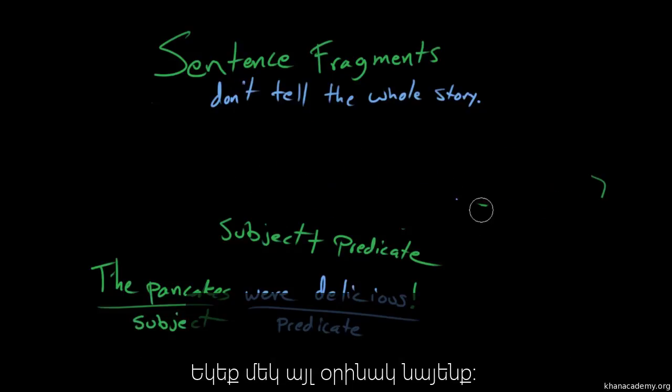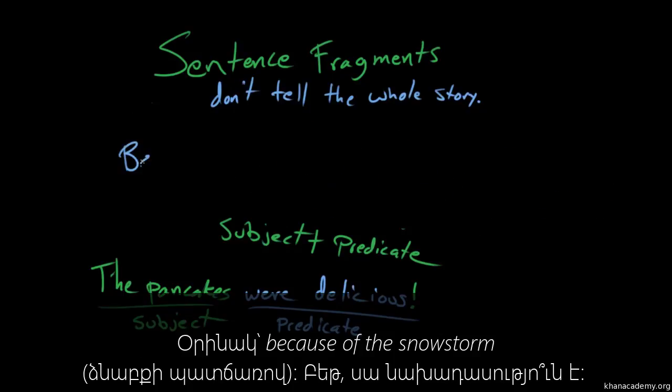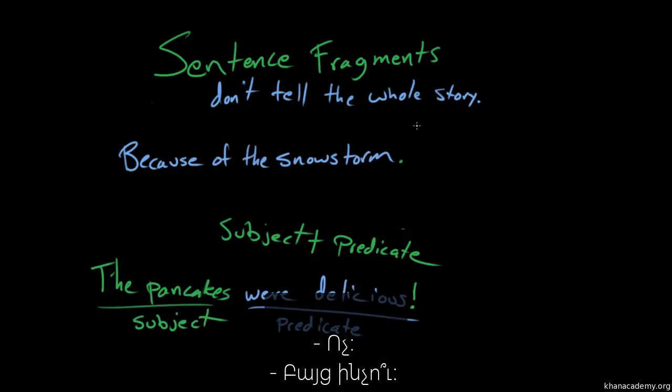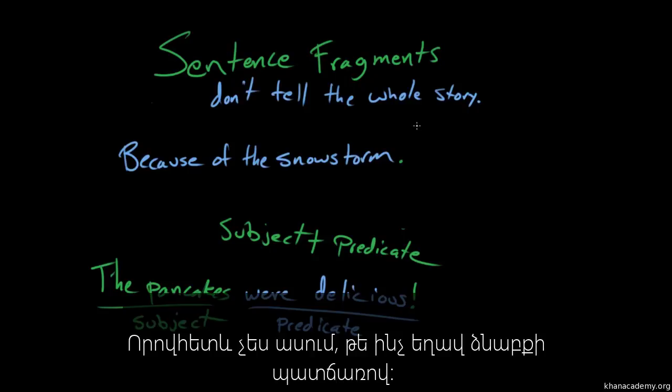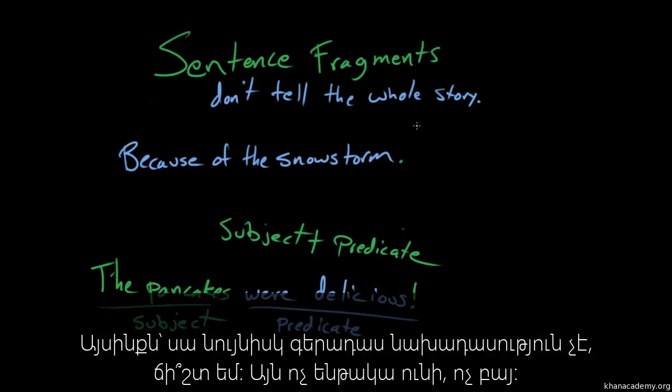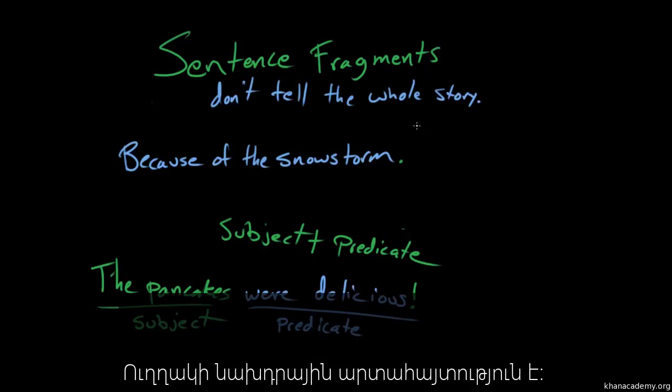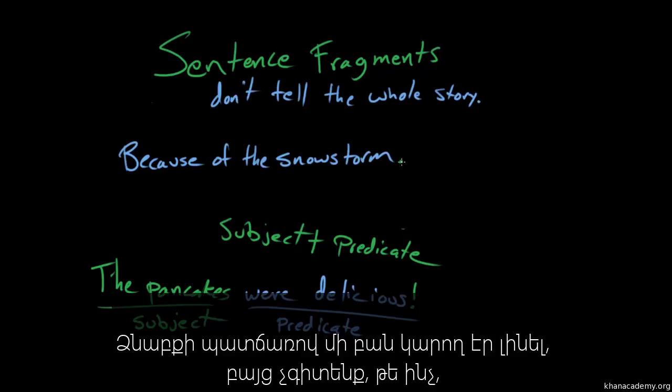Let's look at another example. All right, what about because of the snowstorm? Is that a sentence, Beth? Nope. Why not? Well, you don't tell what happened because of that snowstorm. This is not even a dependent clause, right? This thing doesn't really have a subject or a verb. It's really just a prepositional phrase. So because of the snowstorm, something could happen, but we don't know what that is.